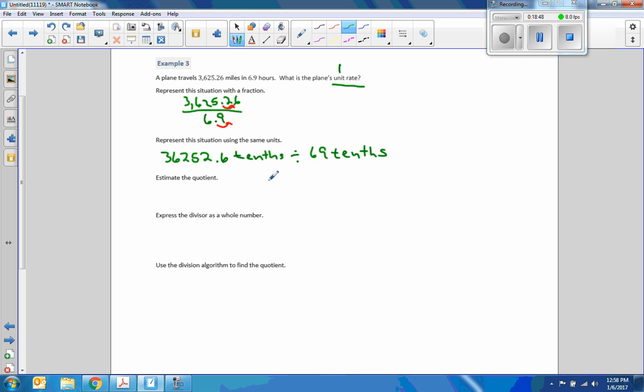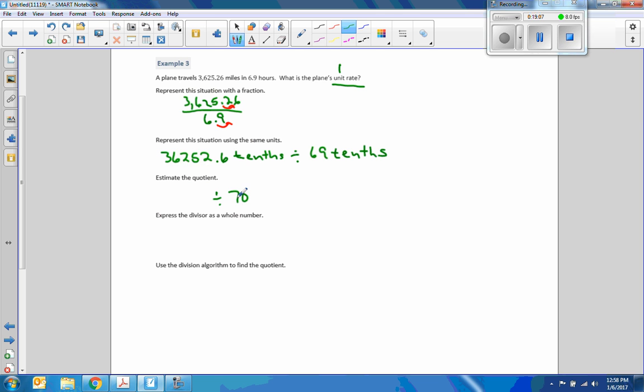Okay. Now it says to estimate the quotient. So we want to pick values. So the first thing I look at is 69. I want to round that up to 70. So I'm going to start with that number. And then I want to take 7 times something to get an integer, so I don't have decimals or fractions, because this is an estimate.